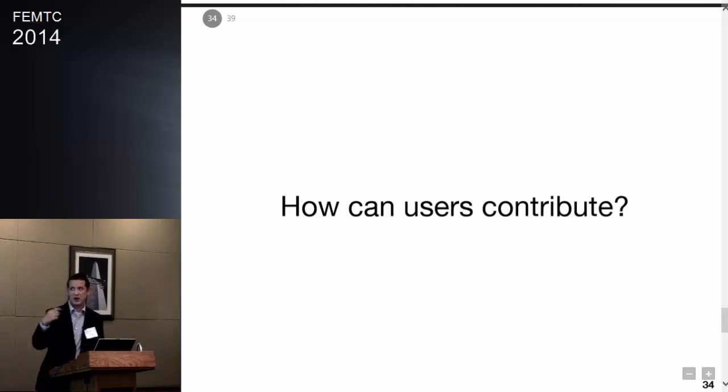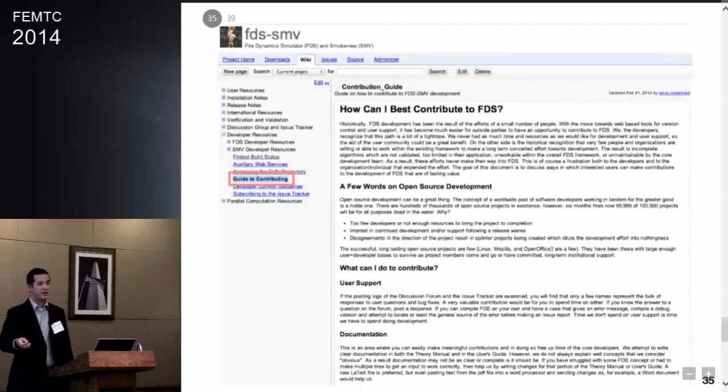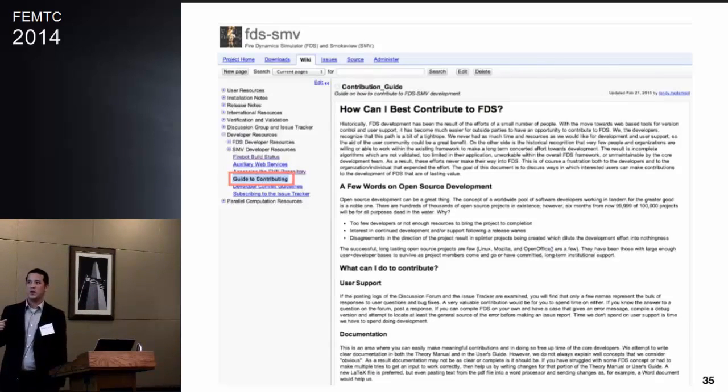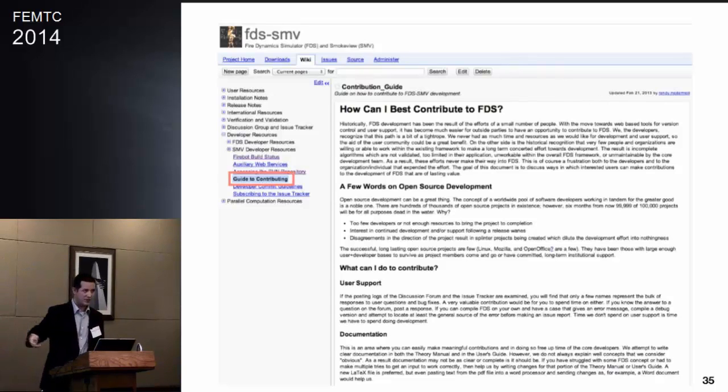So the final thing I want to talk about for a couple of minutes is how can you contribute. Kevin mentioned before that you can contribute validation data, but there are many other ways to contribute that are just as necessary. There's actually a wiki page for that: How can I contribute to FDS? So here we talk about you can contribute through user support, through documentation, through verification, through validation cases.